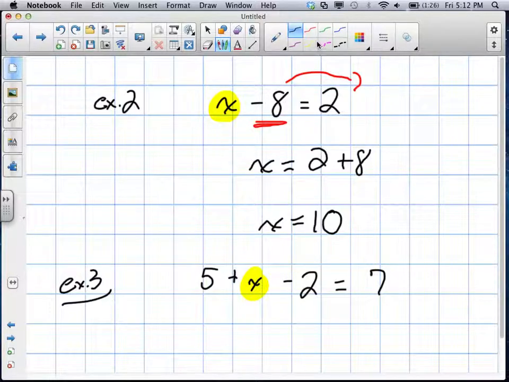We move positive 5 to the other side of the equation. And when it, no, just 5. Yeah, that's right, if there's nothing in front of it, it's assumed to be positive. So what will it become on the other side? Negative 5. Okay, so tell me what to write for the next line. 7 minus 5 minus 2.